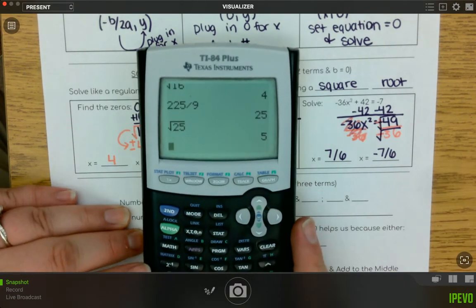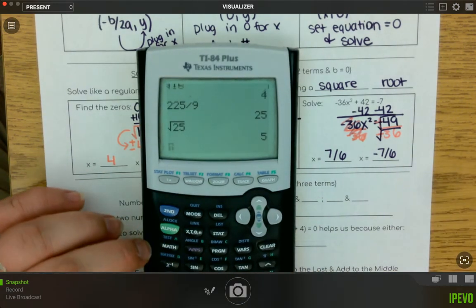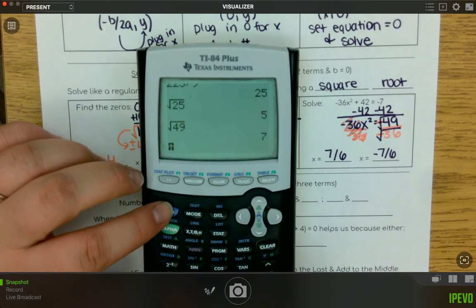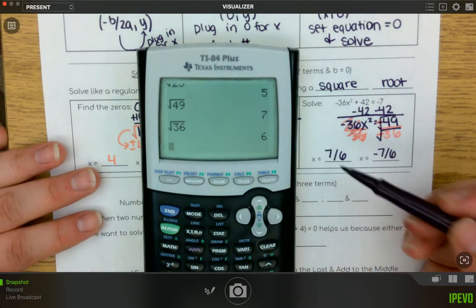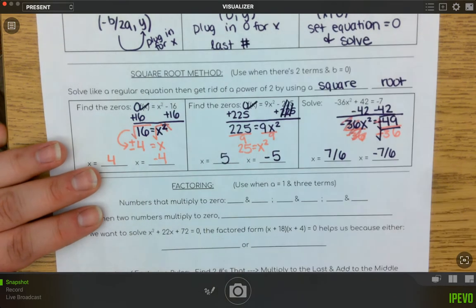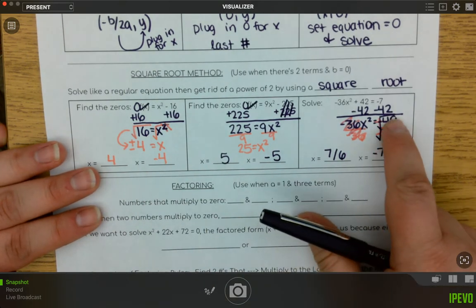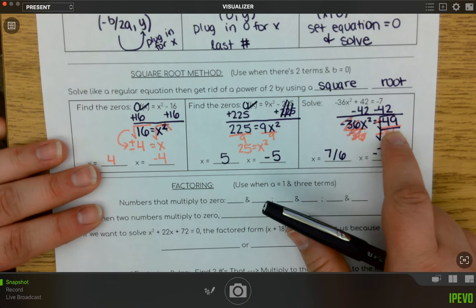Here's proof. We're doing the square root of 49 and then the square root of 36. So it's 7 over 6 and negative 7 over 6. When you get a fraction, just do the square root of the top and then the square root of the bottom.